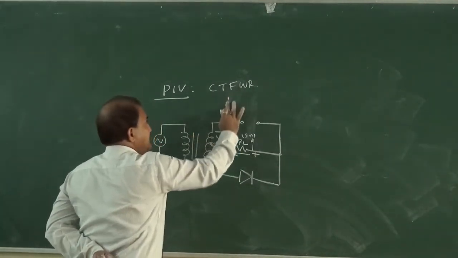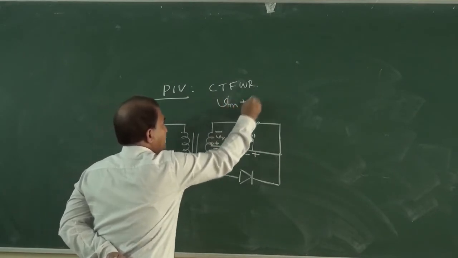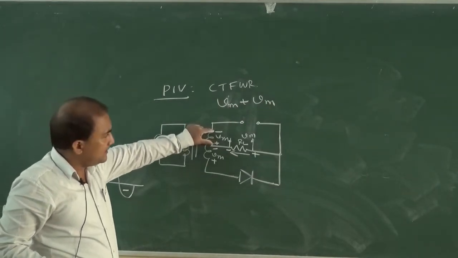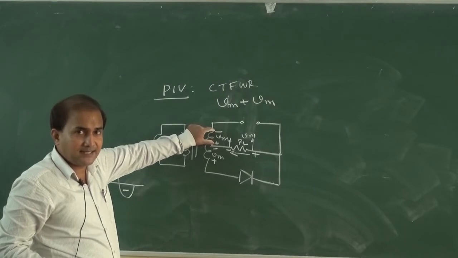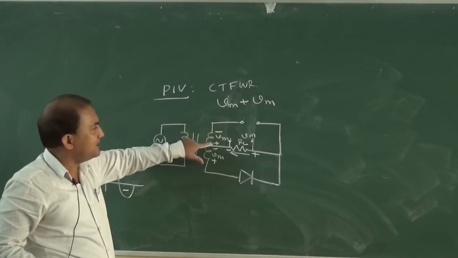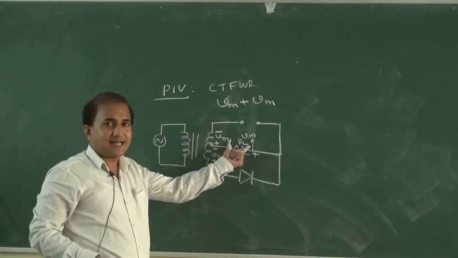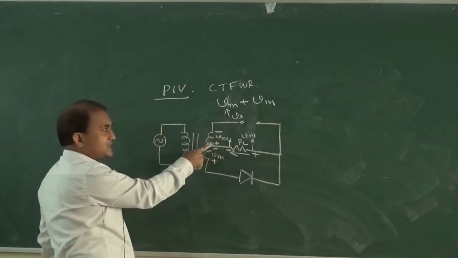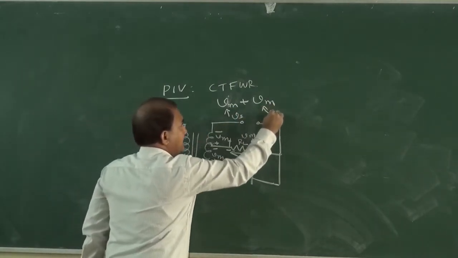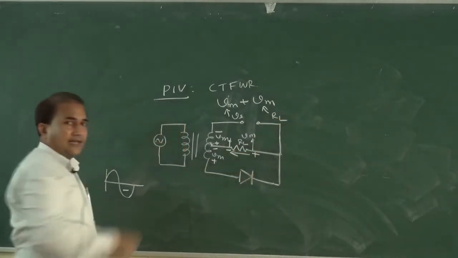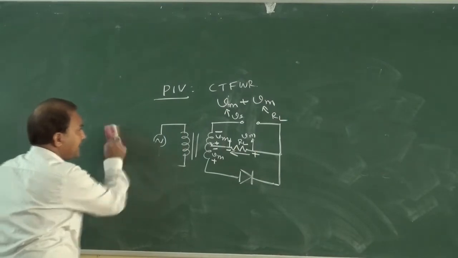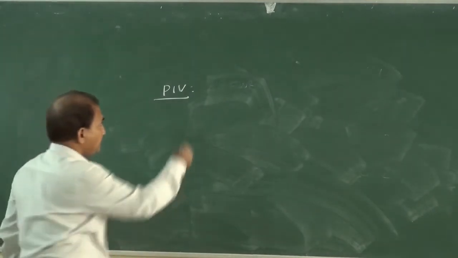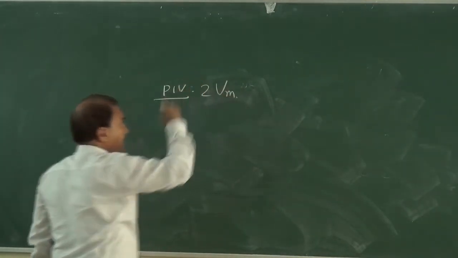So peak inverse voltage is equal to Vm plus Vm. This Vm is the voltage across the secondary of the transformer, this is the center tap, and this Vm is the voltage across RL. So in case of a full wave center tap rectifier circuit, peak inverse voltage is 2 Vm.